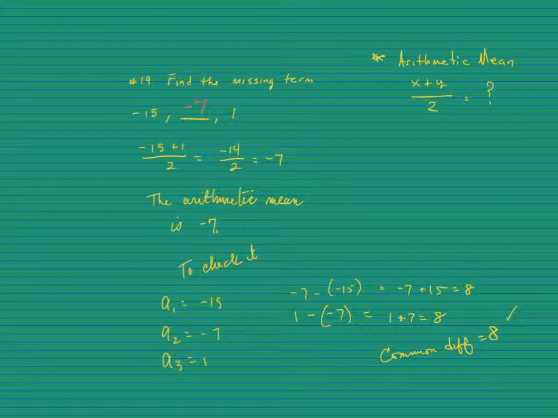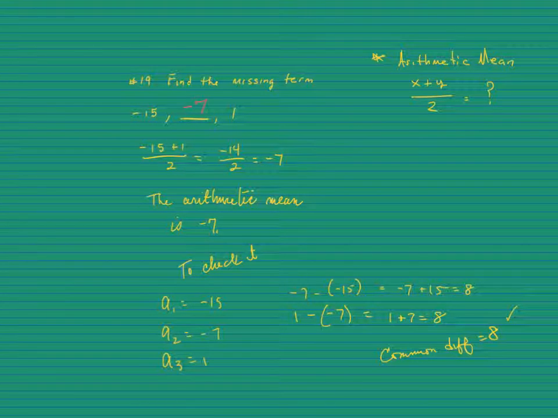And as we go on to the next example, number 19, where we're going to find a missing term, this is where we're going to use the arithmetic mean that we talked about in our notes. You use it if you have 3 consecutive numbers and you're trying to find one. So in this case we are going to take the first and third numbers and divide by 2, and that will give us the arithmetic mean.